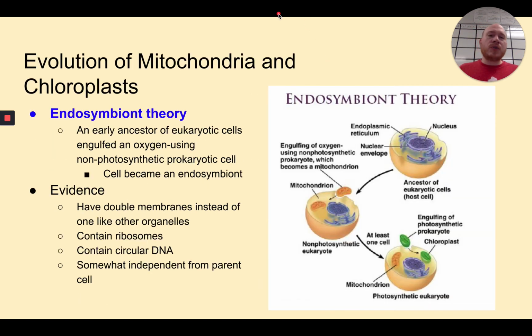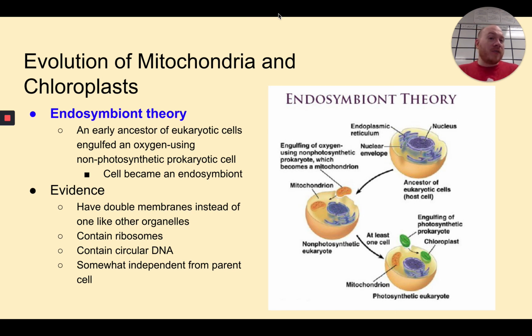Now, the evolution of mitochondria and chloroplasts is really important. It's one of the key pieces of evidence for evolution as well as for where eukaryotes came from. The endosymbiont theory claims that an early ancestor of eukaryotic cells engulfed an oxygen-using, non-photosynthetic prokaryotic cell, and so the cell became what's called an endosymbiont.